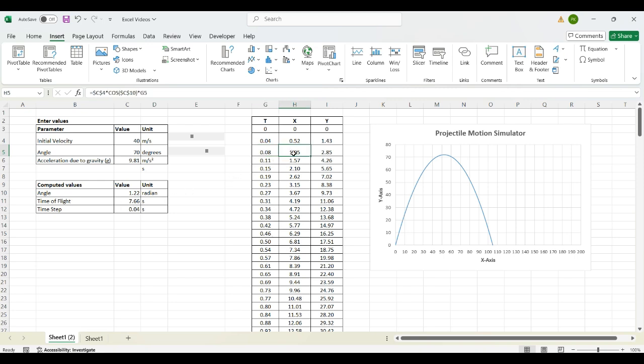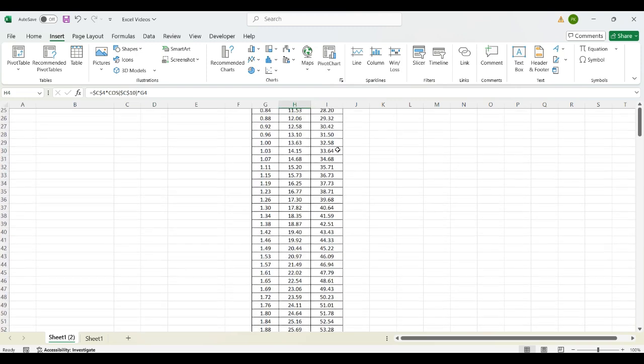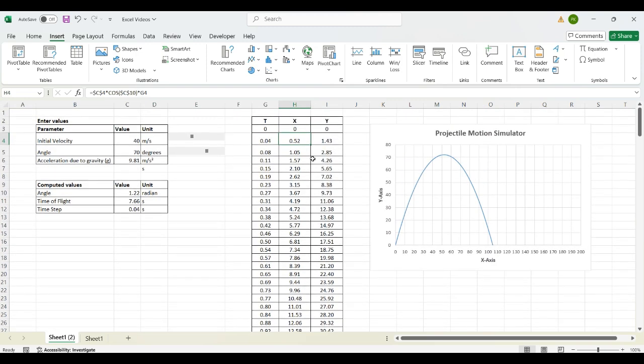Now at each time step, at each time interval, we have calculated the x value and y value. The x value, if you remember, was u cos theta into t. So we have u, C4 is for u, and then cos of the angle into t. Here t is in G6. So we have put the formula to calculate the value of x, and we have accordingly put the formula to calculate the value of y here. You fill the values in one of the cells and then you drag till the last time step. So you get this table.